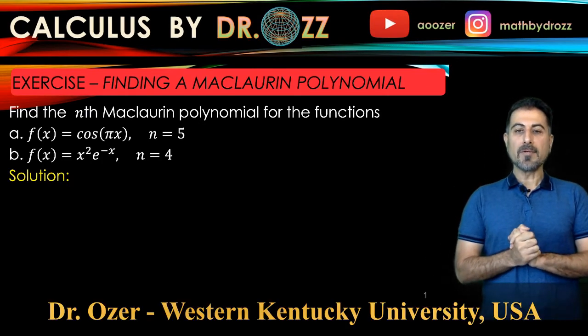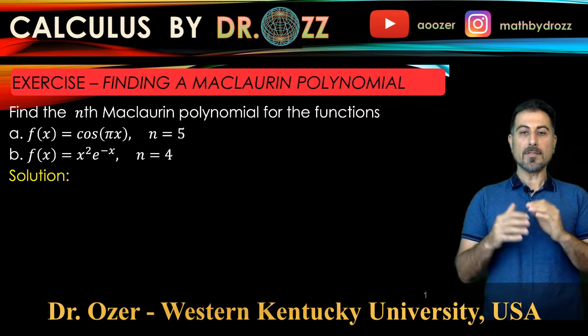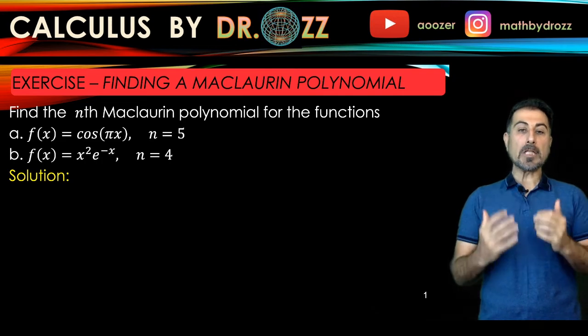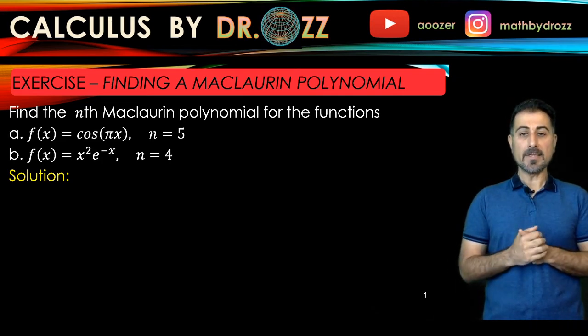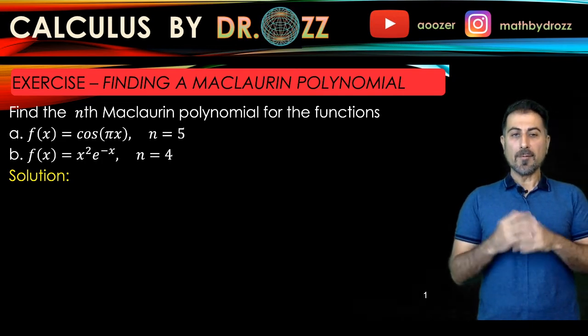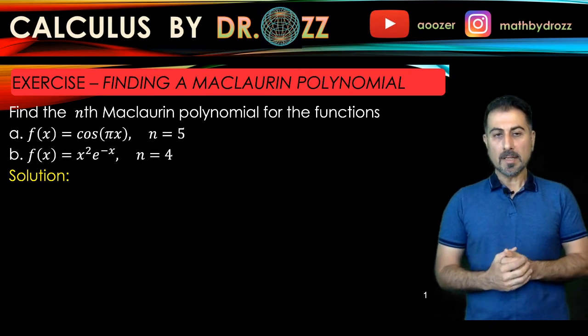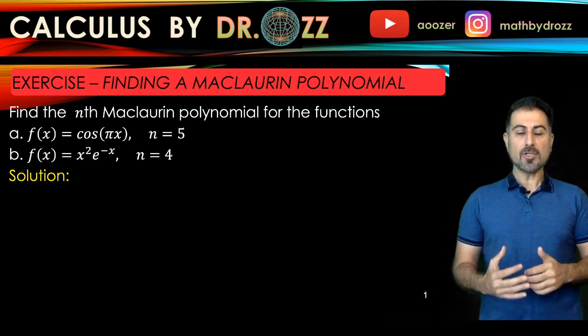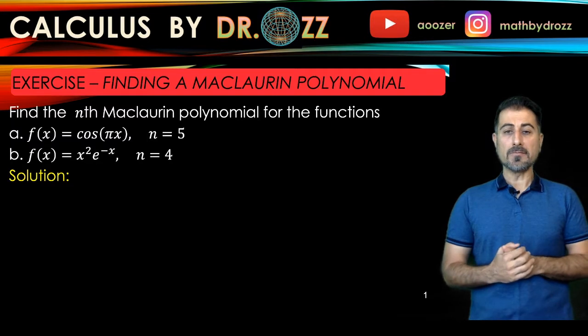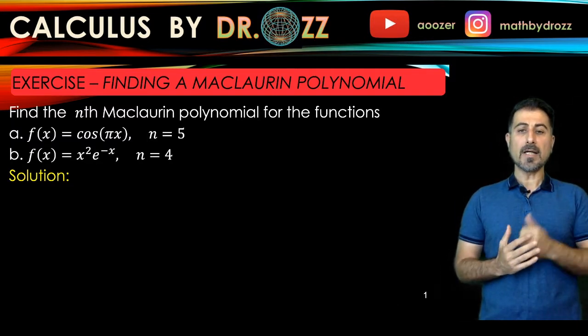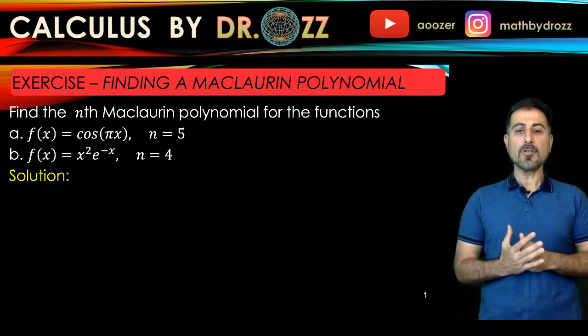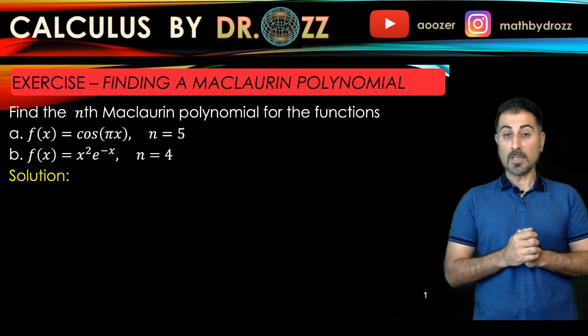Oz. Today we're going to go over an exercise to find MacLaurin polynomials for the given functions. And what is a MacLaurin polynomial? It's a polynomial expansion, an infinite series expansion of functions. In the first exercise, we're going to keep only 5 terms, and in the second exercise, we're going to keep only 4 terms.